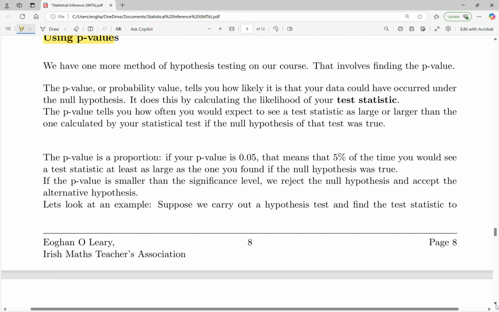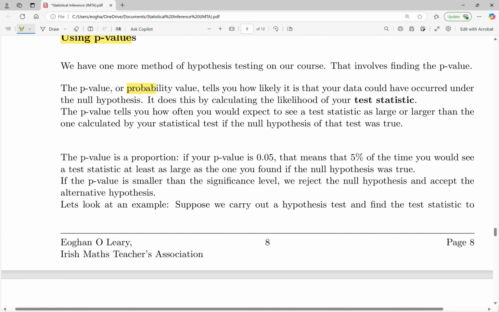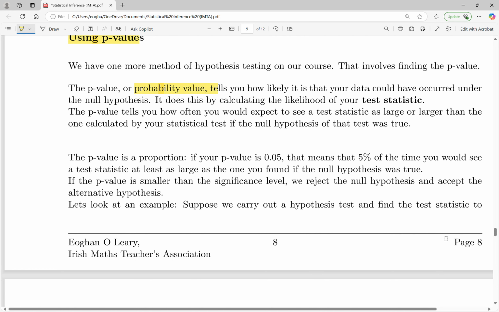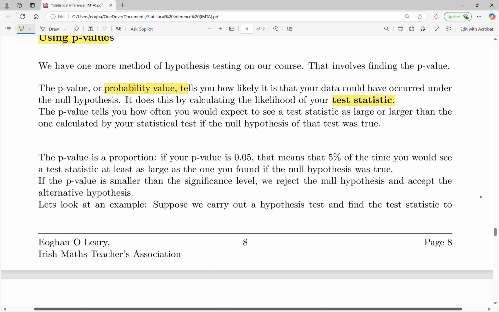This involves finding the p-values. The p-values are the probability values. So they tell you how likely it is that your data could have occurred under the null hypothesis. It does this by calculating the likelihood of your z-score, your test statistic. The p-value tells us how often you would expect to see the test statistic as large or larger than the one calculated by the test if the null hypothesis of that test was actually true. Okay, so that sounds a bit tricky, but we'll see how to do it in a moment.